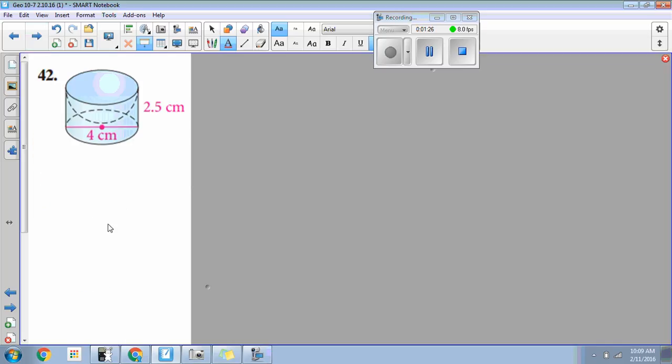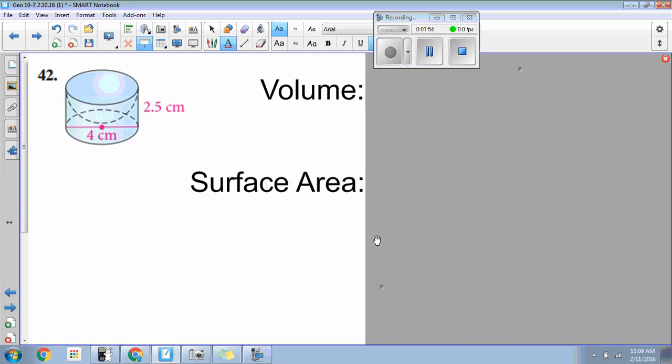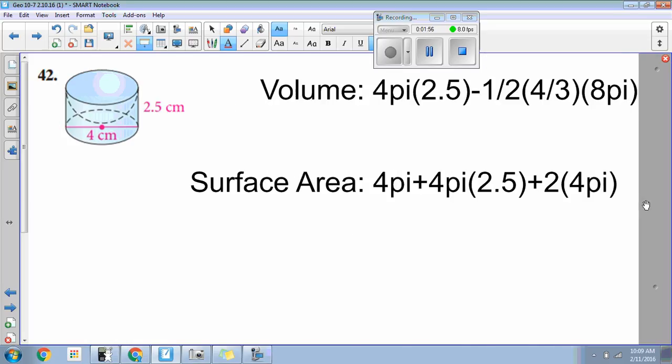Here's number 42. This one's a little tricky to interpret at first, but what they've got going here is a cylinder with half of a sphere kind of carved out of the top of it. And one thing that's a little tricky here is the height of the cylinder is 2.5, but the radius of the sphere is only 2, so it's actually not hollowing it out all the way to the bottom. There is a little bit of thickness down here towards the bottom. Here are the calculations that you would use to figure out volume and surface area.